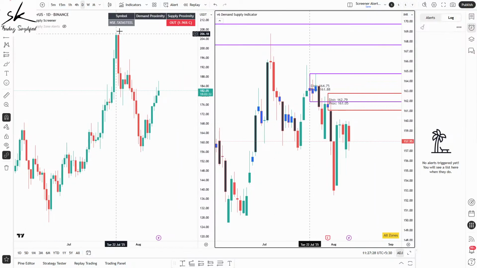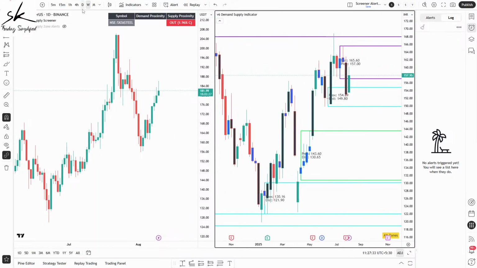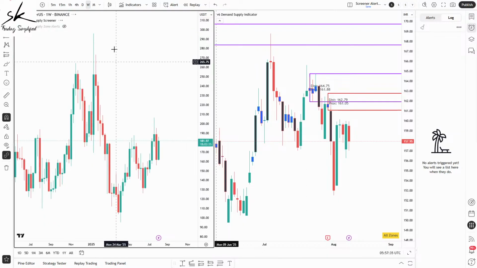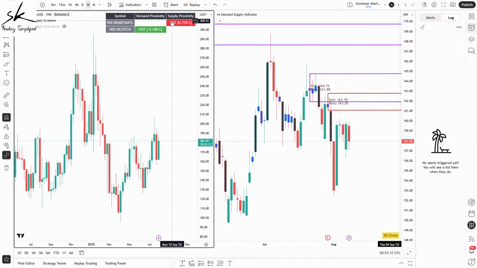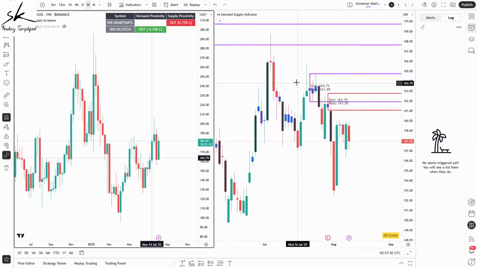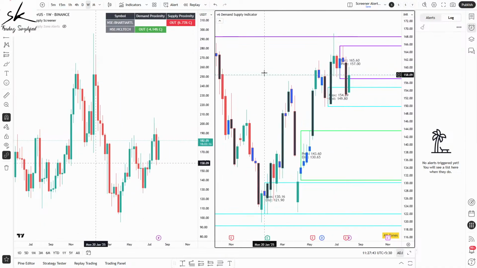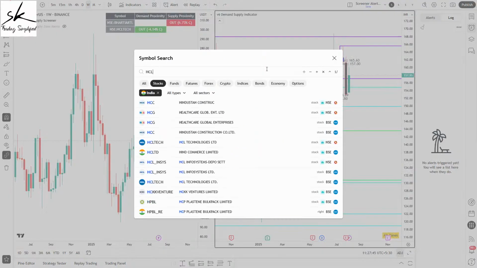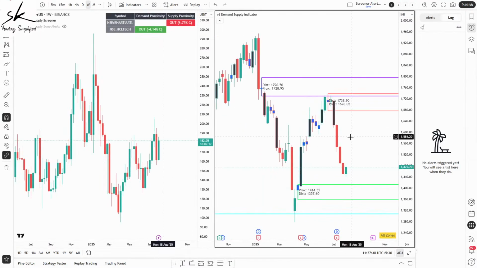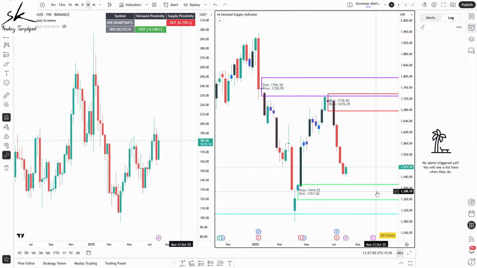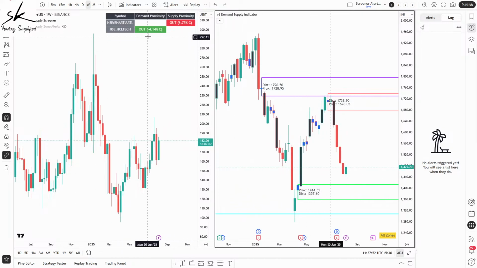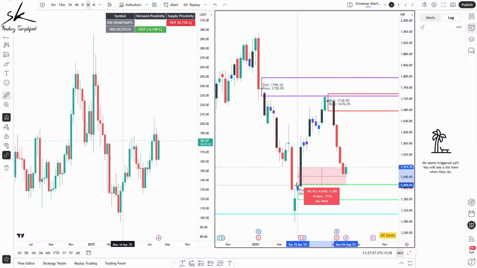Currently I'm on the daily, so I'm getting the results based on daily. If I change this to weekly, now it will give me the results based on weekly. So you can see on weekly, HCL Tech will be closer to a demand area. If I go to HCL Tech, you can see we have a demand area. We are pretty close to it. Again, if we move down around 4.14%, we will be entering that demand area, which you can see here, 4.14%.